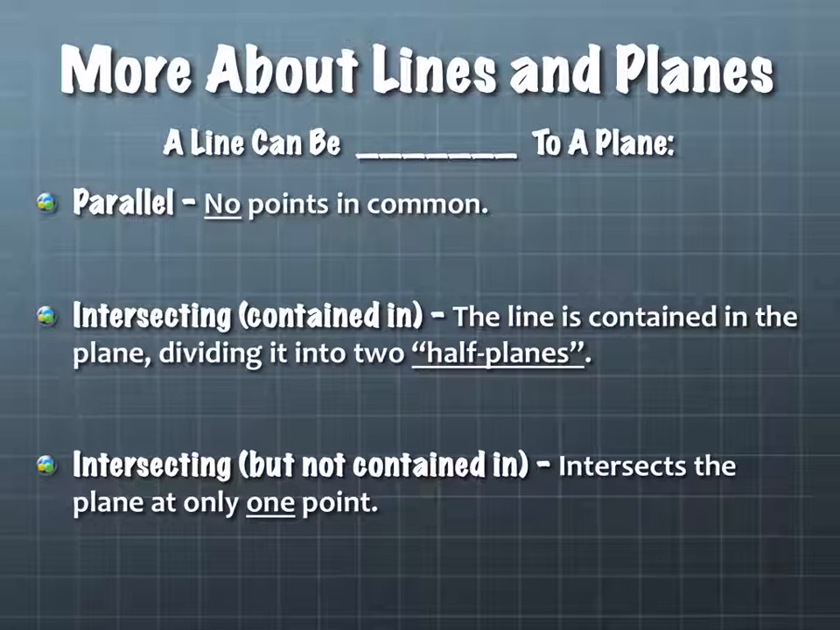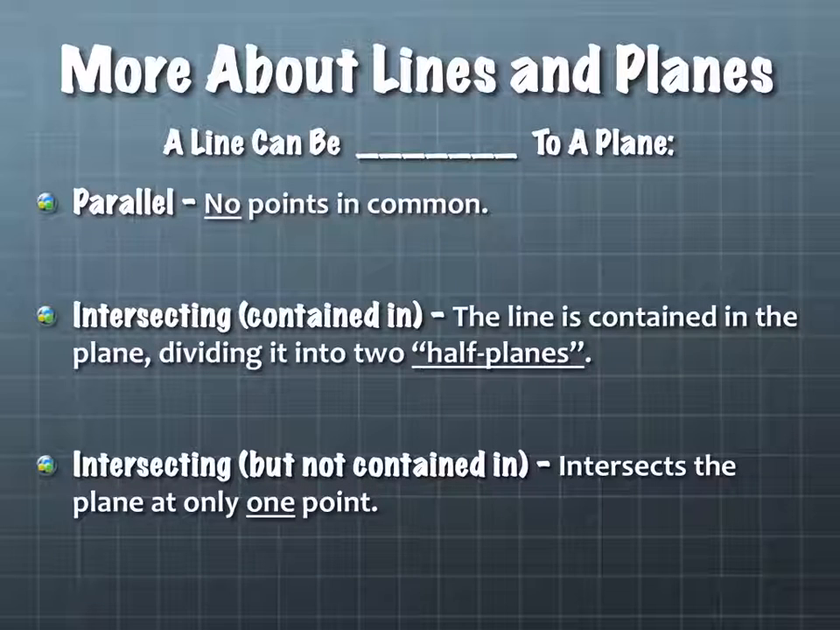Now we're going to do lines. So a line can be blank to a plane. This blank right there is a fill in the blank. We're not filling it in. It would be filled in with one of these three statements below. So a line can either be parallel to a plane, intersecting and contained in, or intersecting and not contained in the plane. So we'll talk about each of them one at a time.